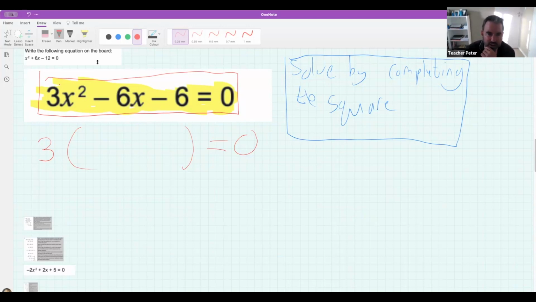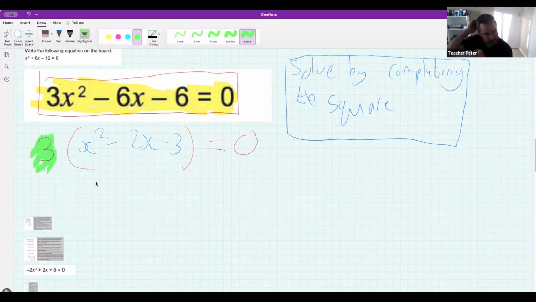What do we think goes inside here? So I think it should be x squared minus 2x minus 3. What can I do with the 3 now to make it less of an issue? What should I do with that 3? What do you think? So I've taken out the 3.